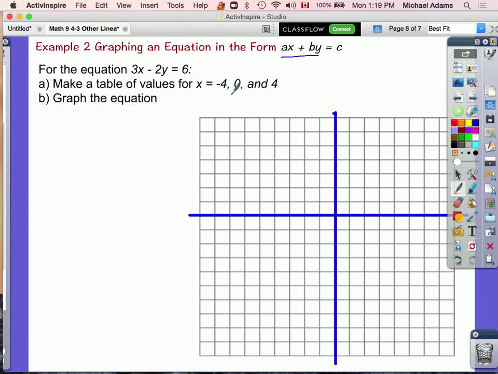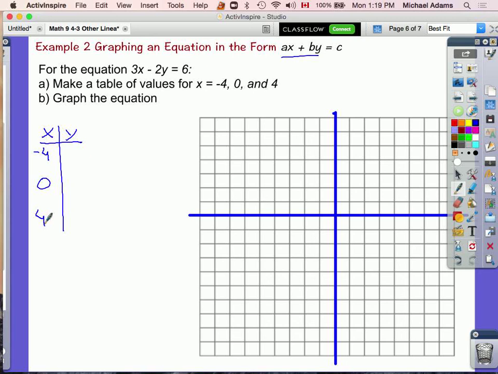Okay, so what does this mean? Well, we know that we have to make a table of values. So I'm going to go ahead and start the table of values. So I've got x and y. And they give us specific values to use in this question. We're told that we have to use -4 for x, we have to use 0, and we have to use 4. And then when we finish, we'll figure out what the y values are.